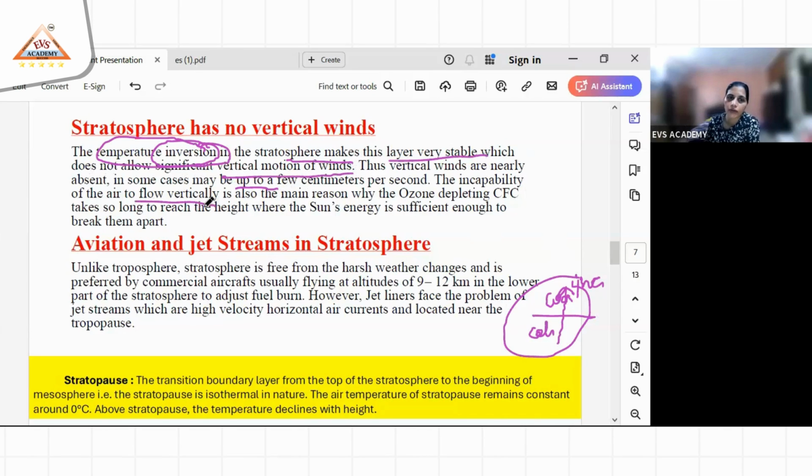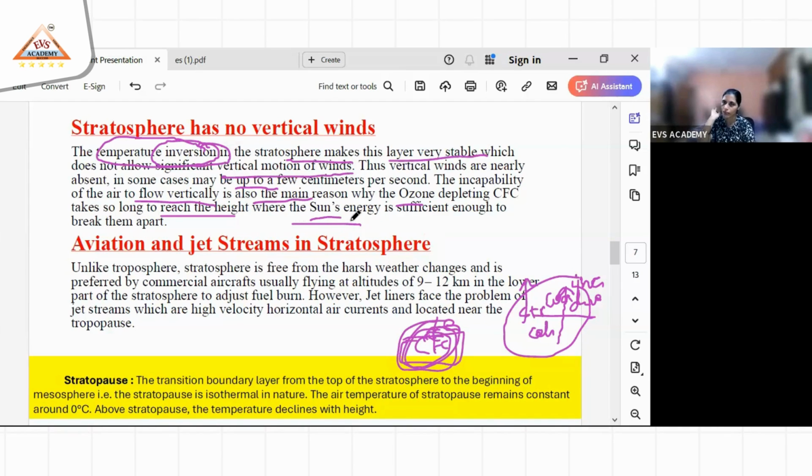The incapability of the air to flow vertically is also the main reason why ozone-depleting CFCs take so long to reach the height where the sun's energy is sufficient to break them apart. CFCs require high energy to break down, which is why they do not break down in the troposphere and travel to the stratosphere. They break down in the stratospheric layer because of the high temperature. They do not travel above this layer because it does not allow vertical wind. Otherwise they would break down in the sun's energy, which is sufficiently present in the uppermost layers.